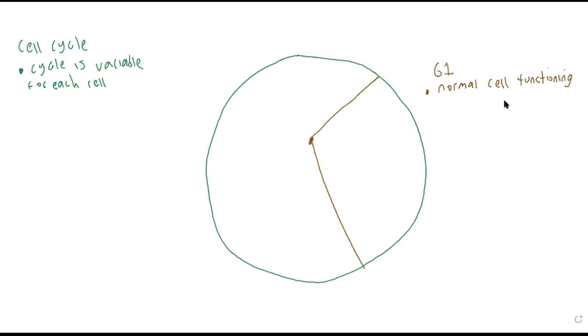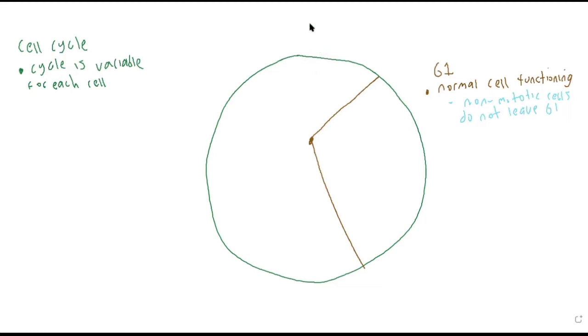So G1 is after mitosis. The cell's ready to do its job. It's ready to go. It's also very important to note that non-mitotic cells do not leave G1. So for example, neurons are incapable of undergoing mitosis. There is no mitosis for neurons. Because of that, they will never leave G1.